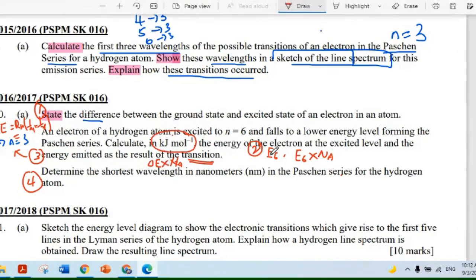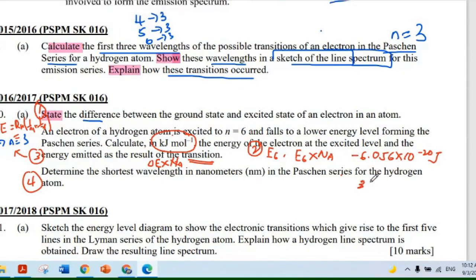So for E6, the first part, you will get the answer negative 6.056 times 10 to the power of negative 20 joule. After multiplying by the number of Avogadro and converting to kilojoule, you will get 36.45 kilojoule per mole. And for this part, the transition of the electron between these two energy levels, you will get negative 1.817 times 10 to the power of negative 19 joule. After multiplying by Avogadro and converting to kilojoule, you get 109.36 kilojoule per mole. Clear?